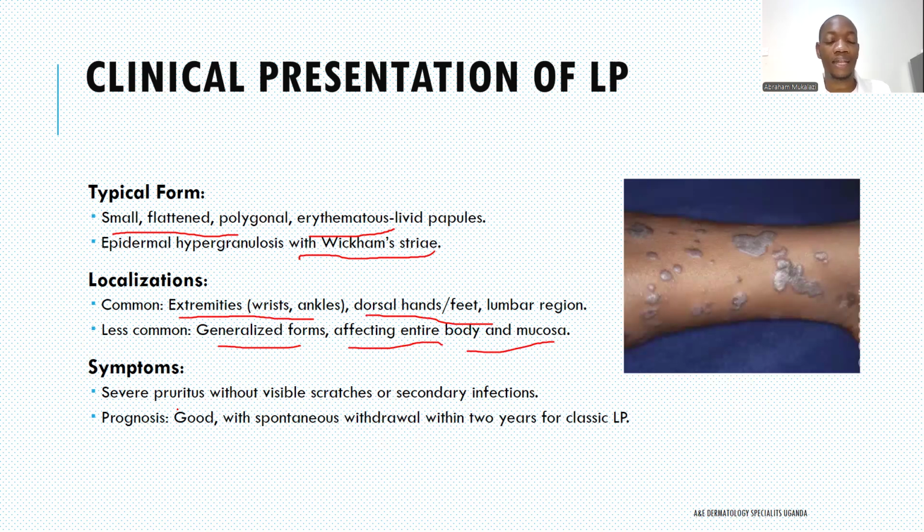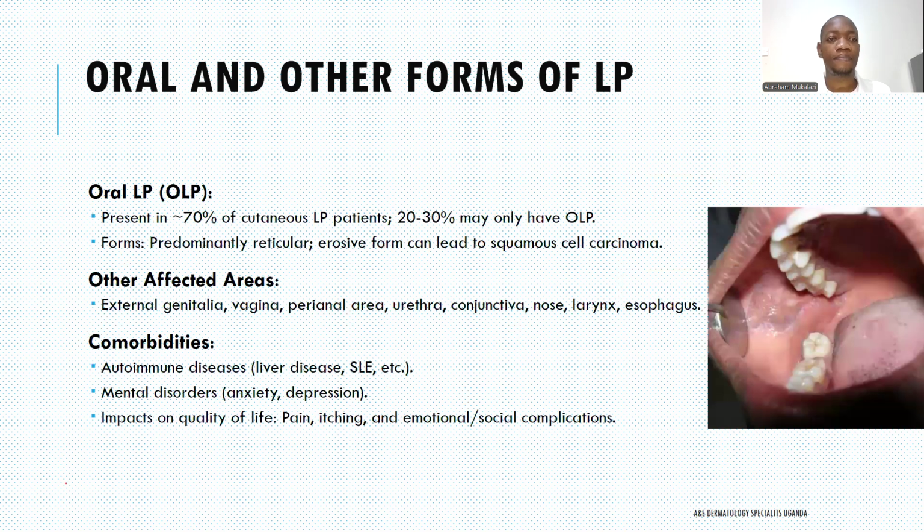So those are the rare sites that it can affect, and the symptomatology will include severe pruritus, sometimes with visible scratches and secondary infections. The prognosis is usually good because the classical lichen planus will resolve in about 2 to 3 years. So someone will have the condition, but it has a good prognosis.